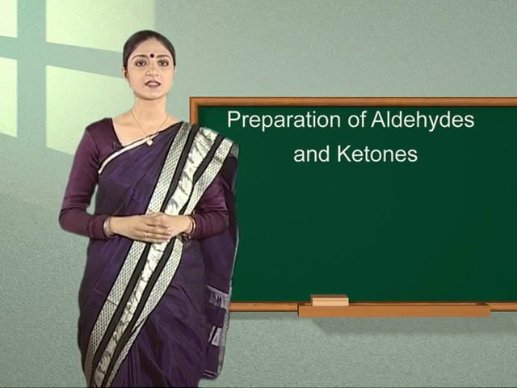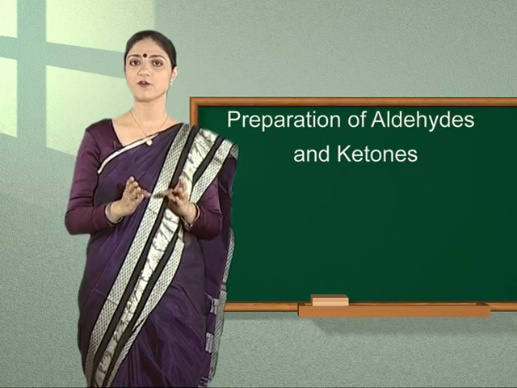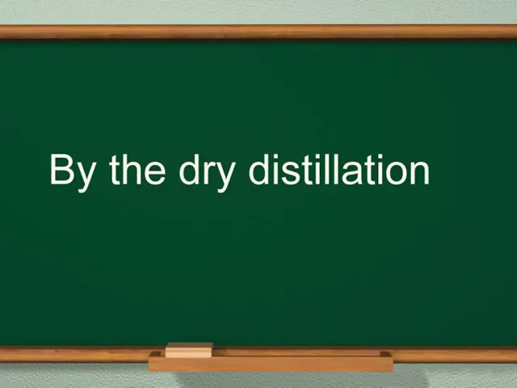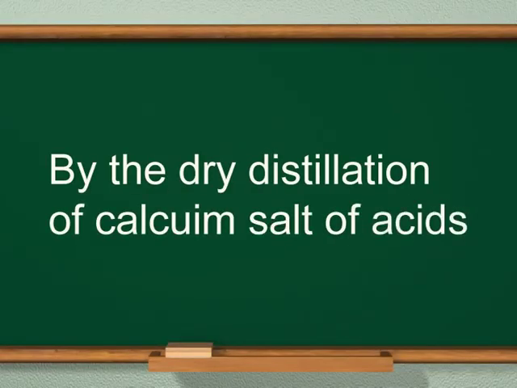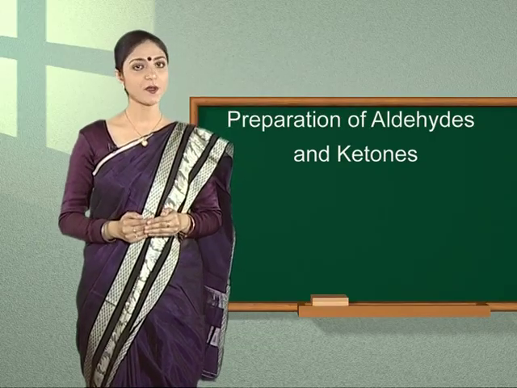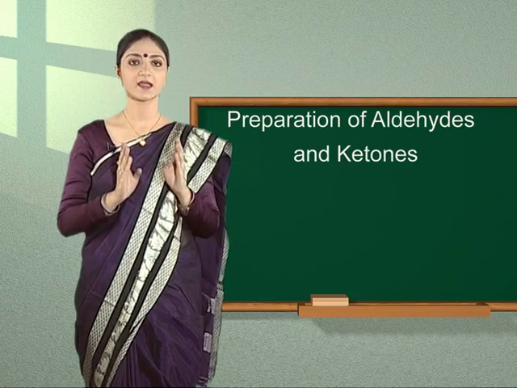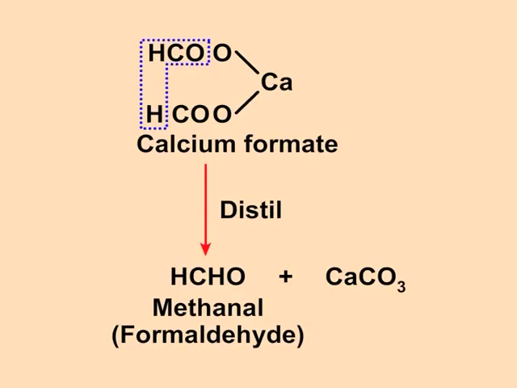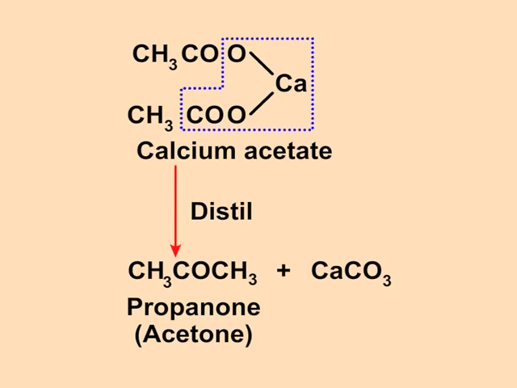Children, let us now discuss the method of preparation of aldehydes and ketones by the dry distillation of calcium salt of acids. Aldehydes and ketones can also be prepared by distilling the calcium salts of the acids. Calcium formate, when distilled, forms formaldehyde and calcium carbonate. Calcium acetate, when distilled, forms acetone along with calcium carbonate.